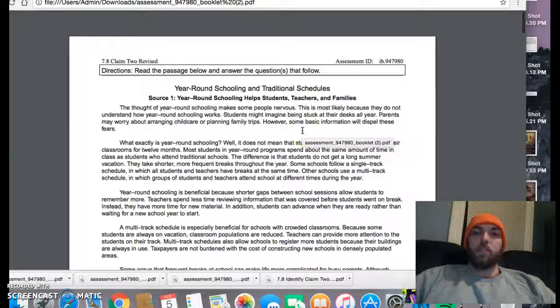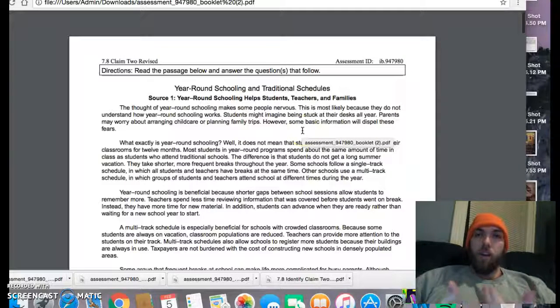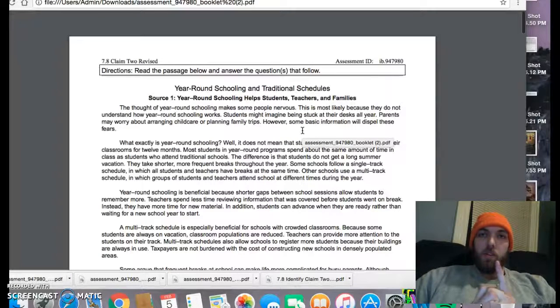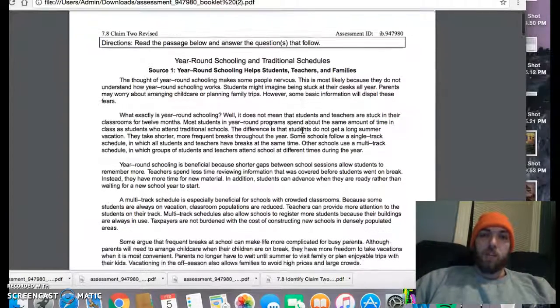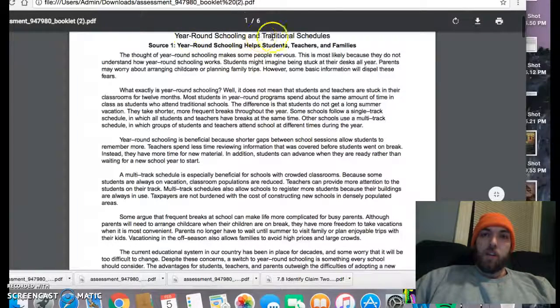Okay, so you guys know now how to identify an author's claim when there is just a single source, a single text that you're reading. What we're looking at today is how to identify the author's purpose and their claims when there's two different sources that you're looking at, trying to put them together. So what you guys have just read is year-round schooling versus traditional schools.